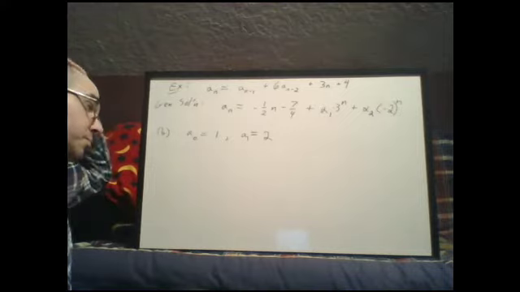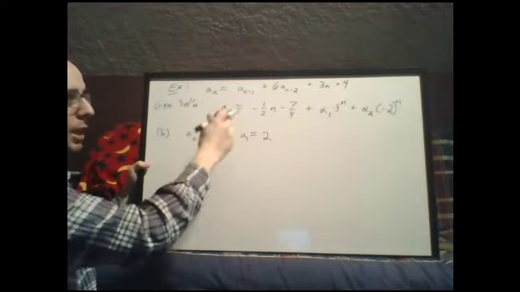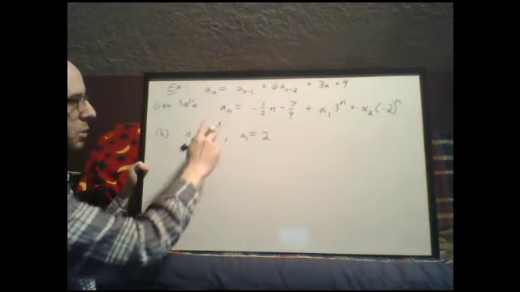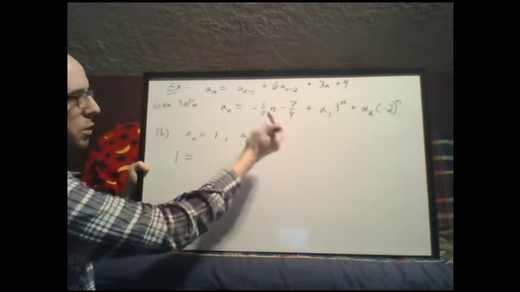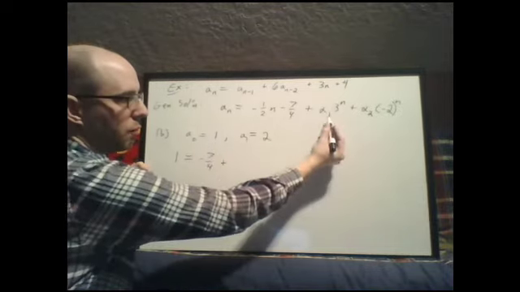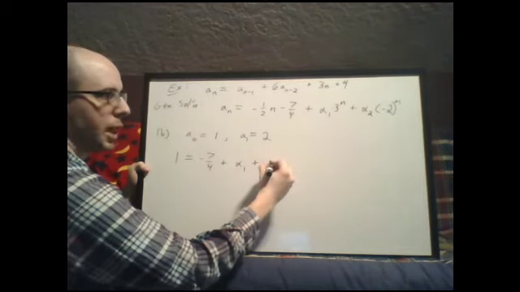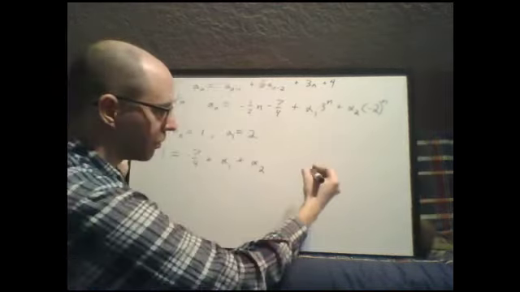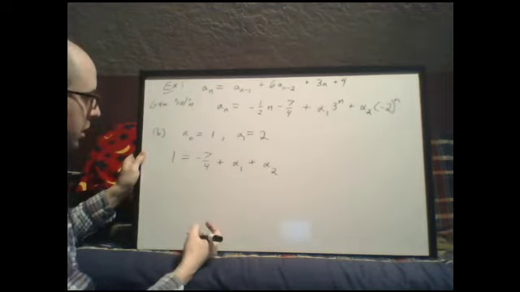But in any case, if I want to account for these initial conditions, I'm going to plug in the subscripts for n and write down the resulting equations. So when n is 0, A0 is supposed to be 1, so the left side is 1. The right side, when n is 0, that term disappears. I have negative 7 over 4 plus alpha 1 times 3 to the 0, which is alpha 1, plus alpha 2 times negative 2 to the 0, which is alpha 2. So alpha 1 plus alpha 2 will be 1 plus 7 over 4, that'll be 11 over 4.